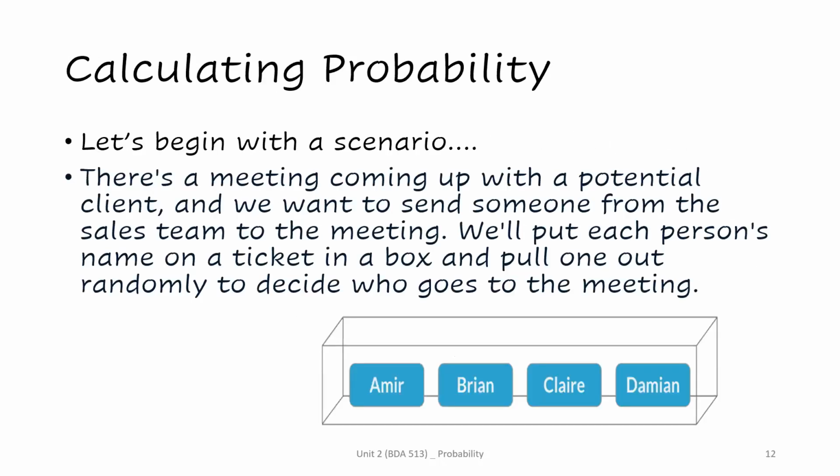So now we've seen the nomenclature. Let's see how we can look at various scenarios and apply some of the rules of probability. Let's take a very practical example. There's a meeting coming up with a potential client, and we want to send someone from the sales team to the meeting. So we have Emil, Brian, Claire, and Damien. We put each person's name on a ticket.